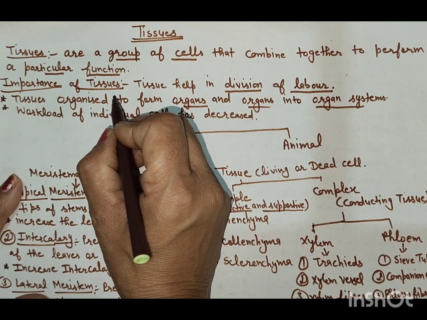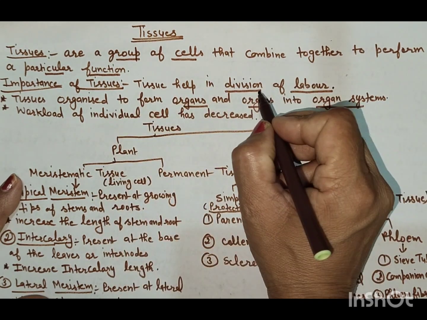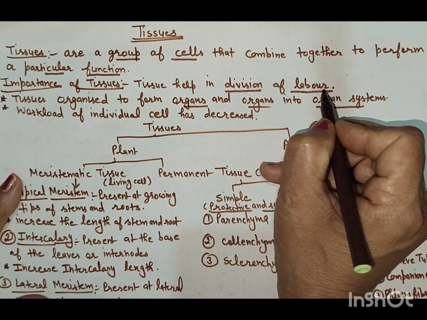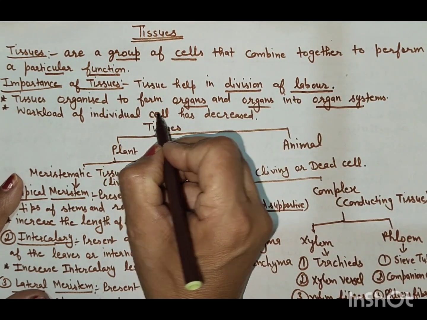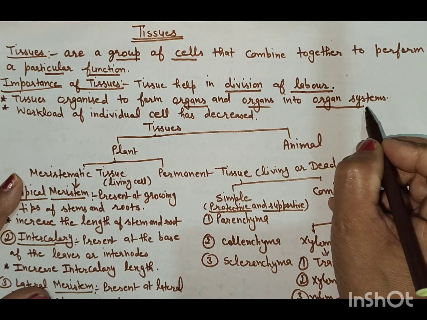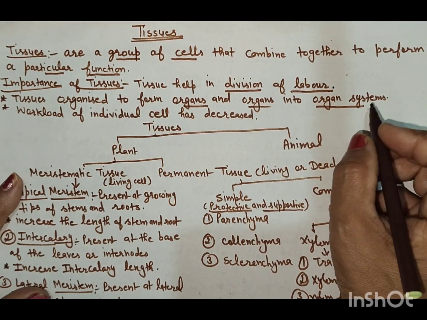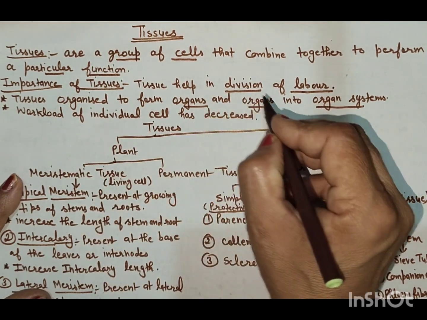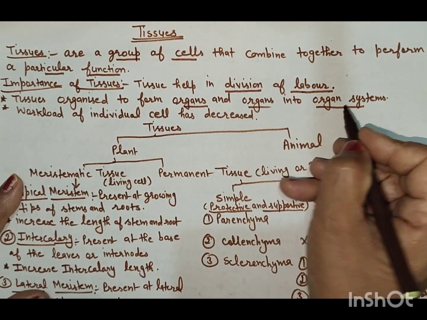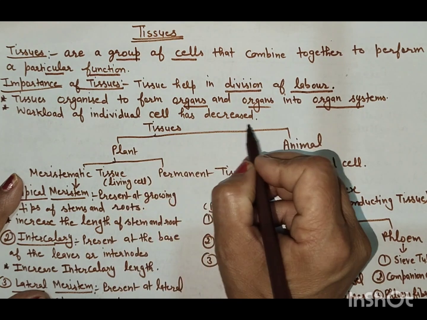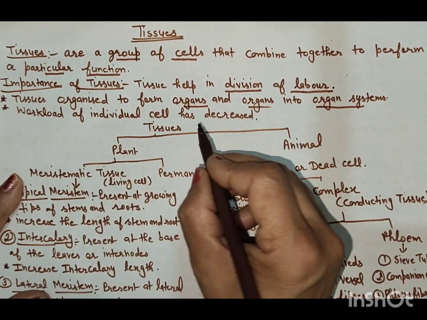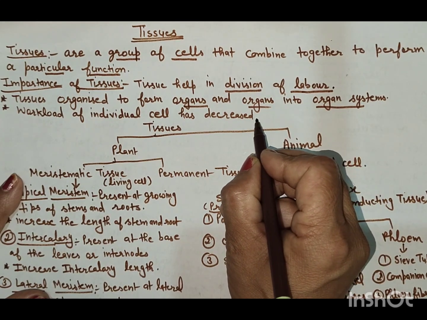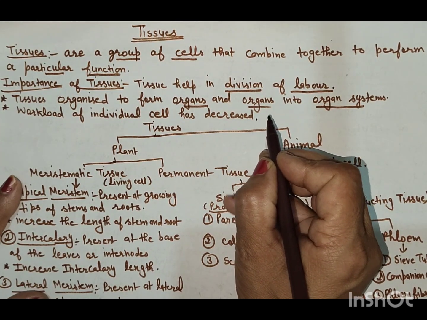Now, what is the importance of tissues? Tissue helps in the division of labor. Division of labor means it will divide the work. Cells are organized into tissue, tissues form organs, and organs form organ systems. The workload of the individual cell has decreased, so that they can perform particular functions without fatigue.